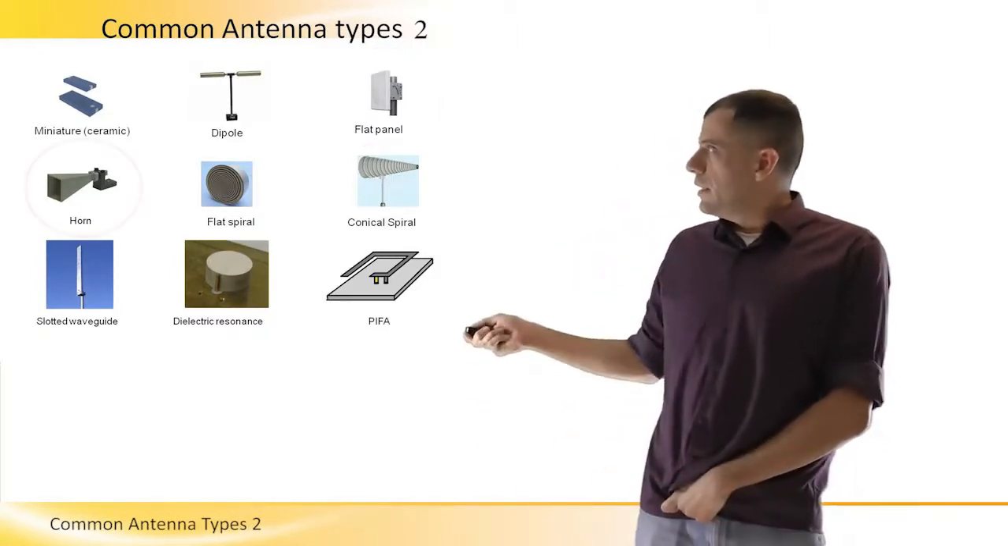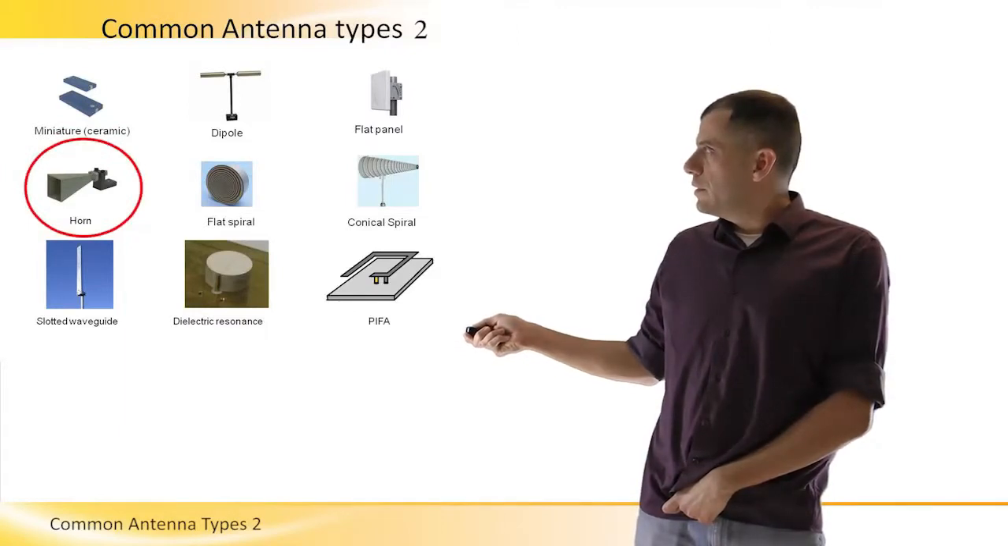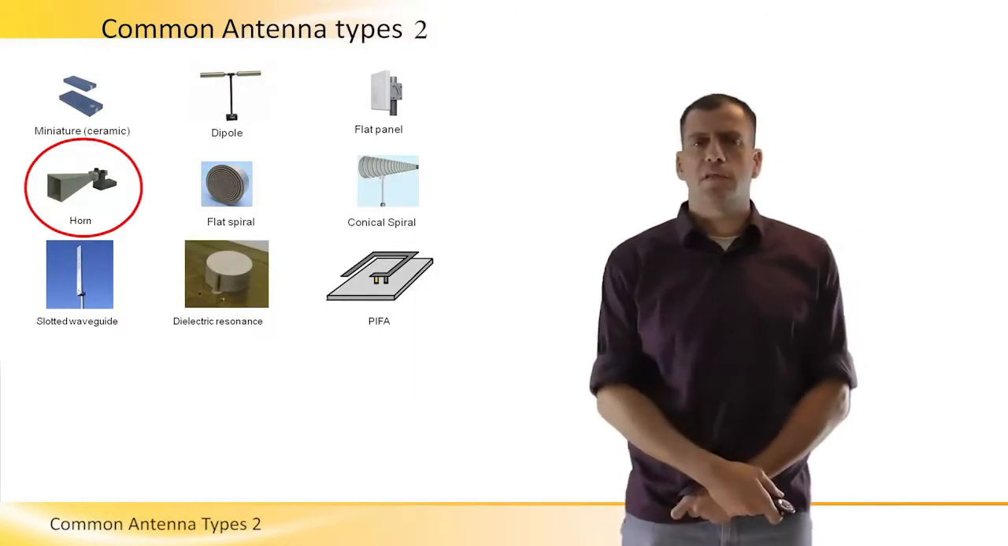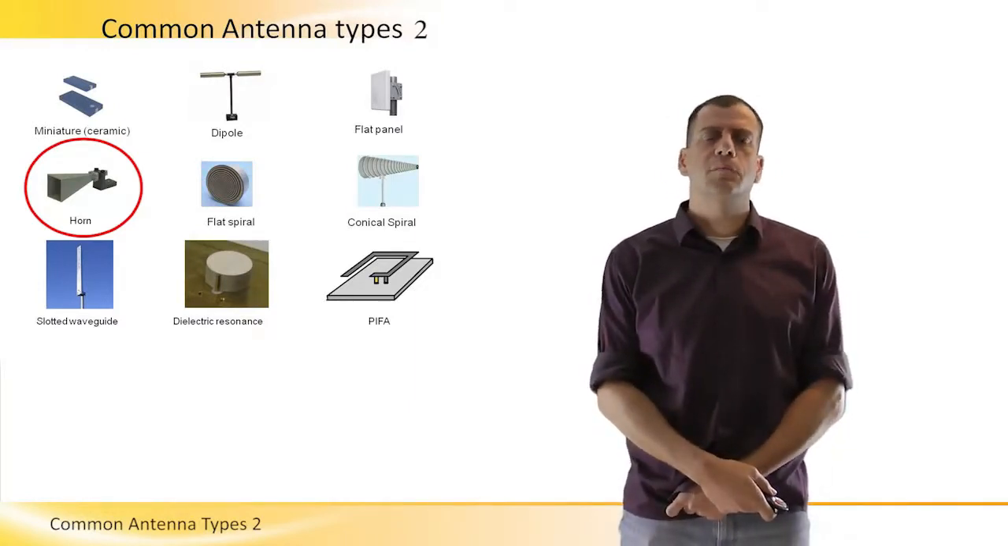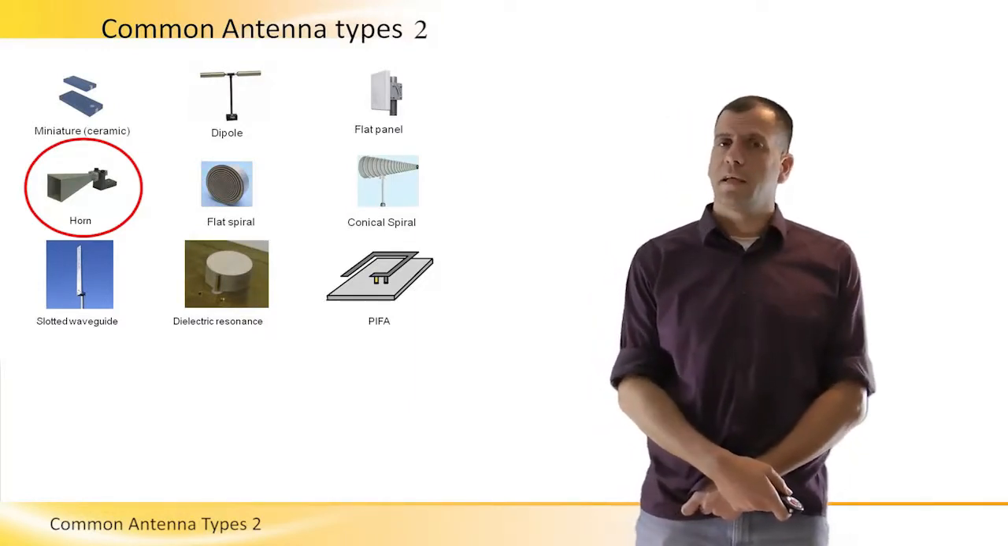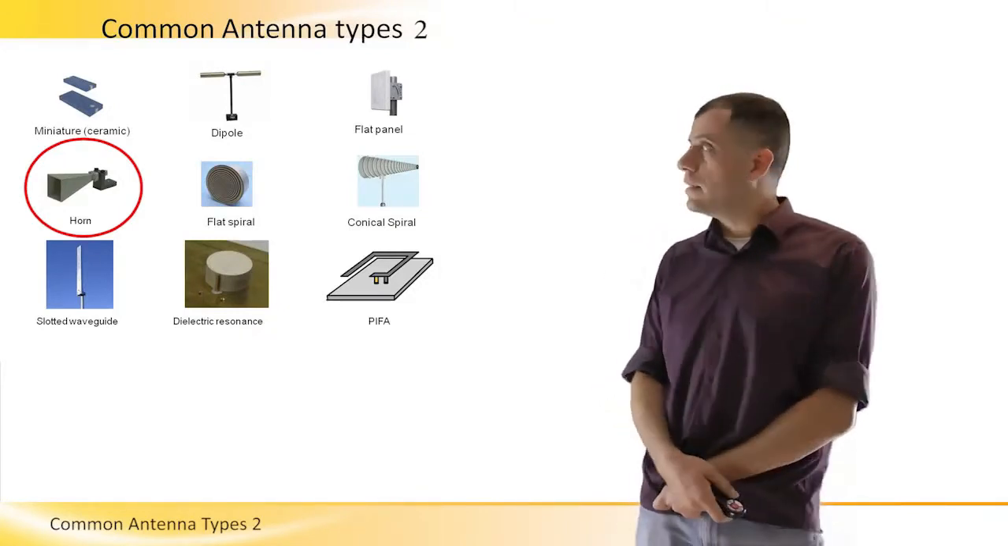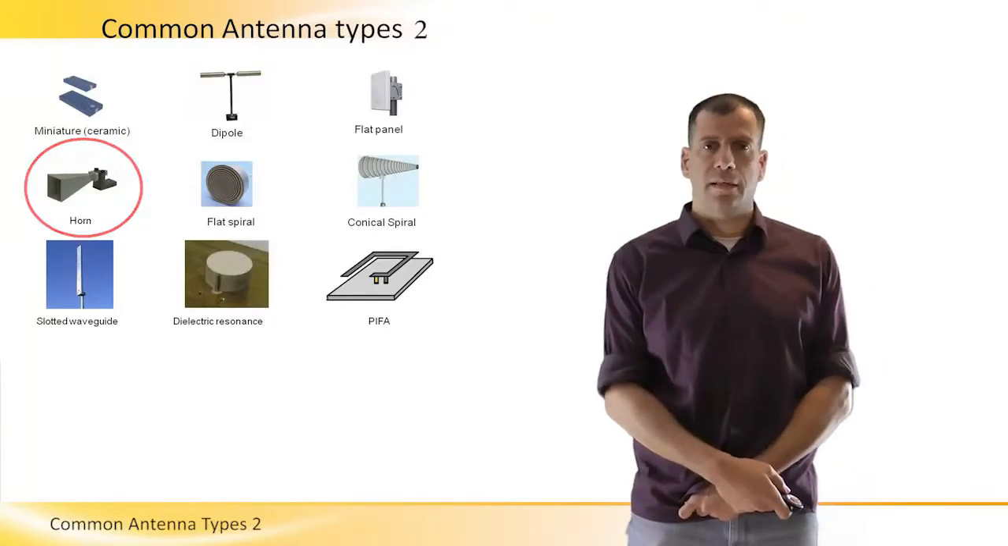The fourth antenna here on the left of the middle line is the horn antenna. That is mostly used in the military market applications, and it is also used in antenna labs as a calibration antenna.